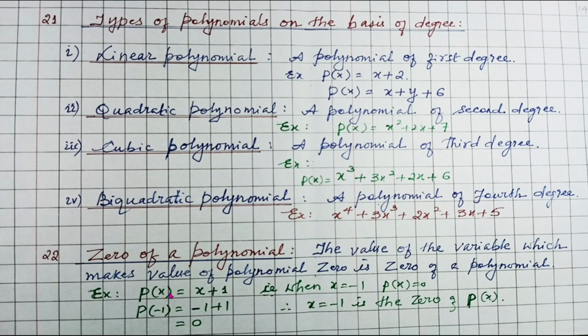If you are given a polynomial p of x is equal to x plus 1, put x as minus 1, then minus 1 plus 1 becomes 0. That means the value of the polynomial becomes 0 here. And therefore, x is equal to minus 1. When I put x is equal to minus 1, it became 0. Therefore, x is equal to minus 1 is known as the 0 of the given polynomial p of x is equal to x plus 1.